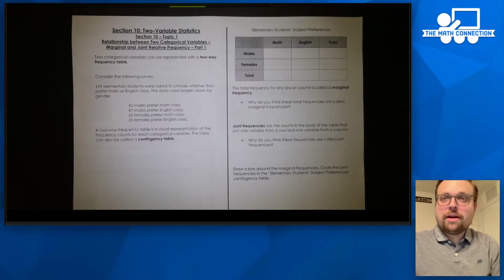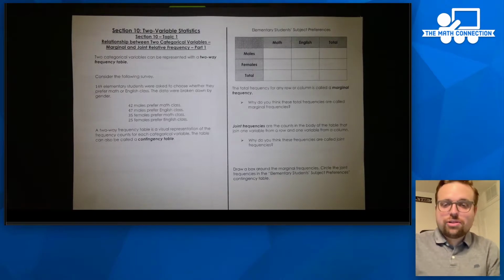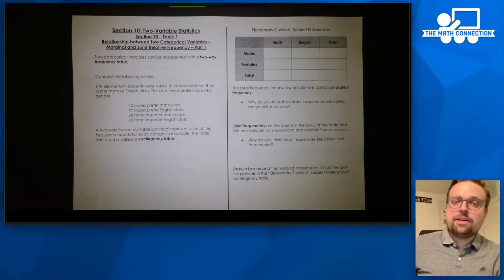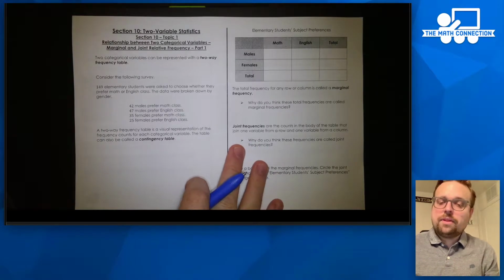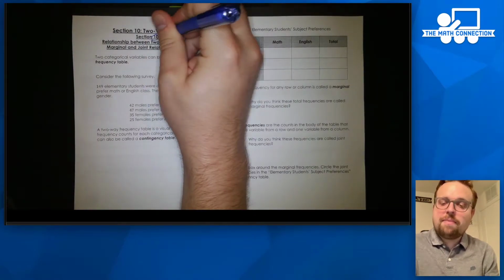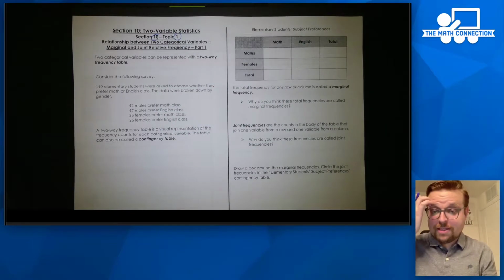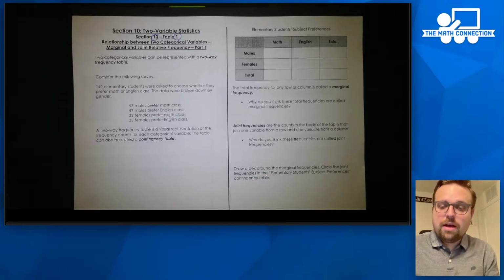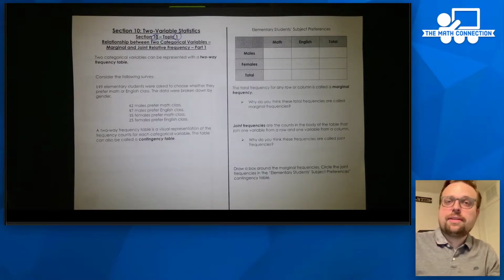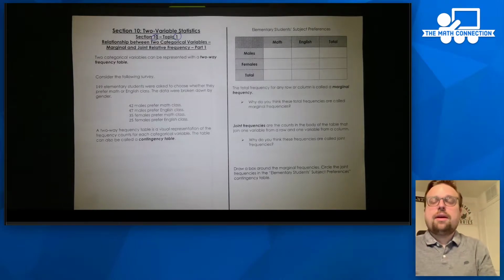So we're going to be starting our next topic. This is actually the next chapter, which continues. We're learning about statistics. This is going to be section 10, topic 1. It's the relationship between two categorical variables. And we're going to be discussing marginal and joint relative frequency. So that was like a lot of words.